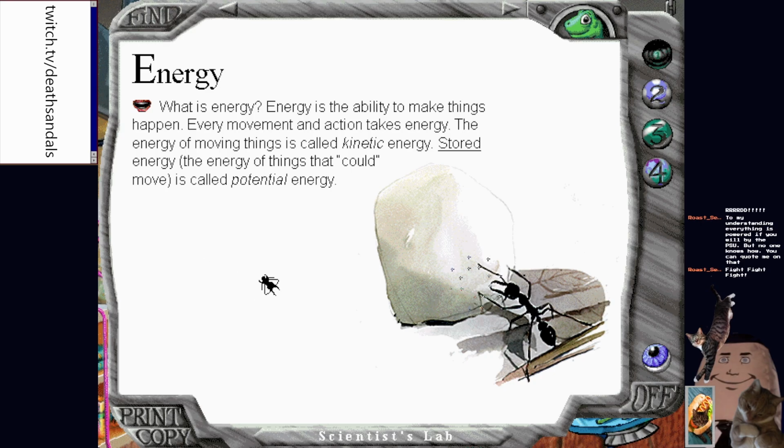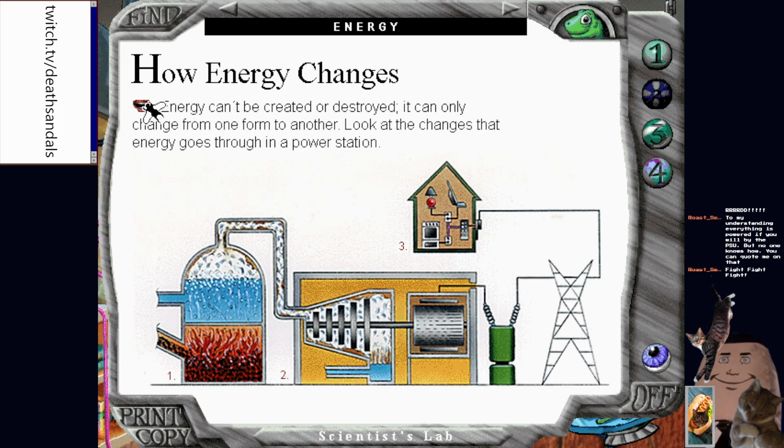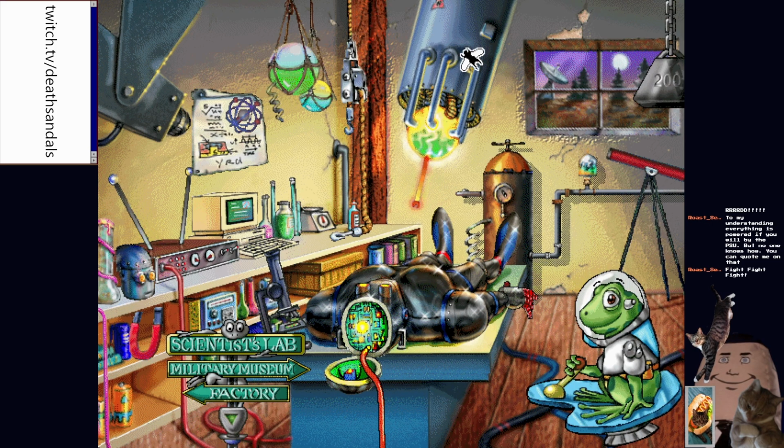"What is energy? Energy is the ability to make things happen." Okay. Yes, this very powerful ant is pushing a sugar cube or something. What else we got though? Oh no, I had to find the road signs. Oh, this is more like it.